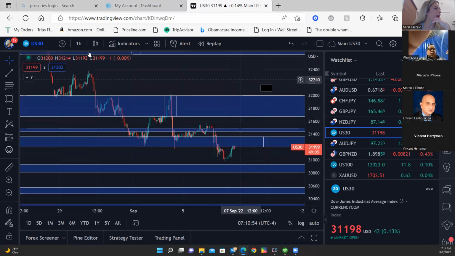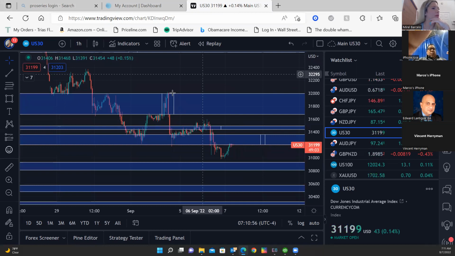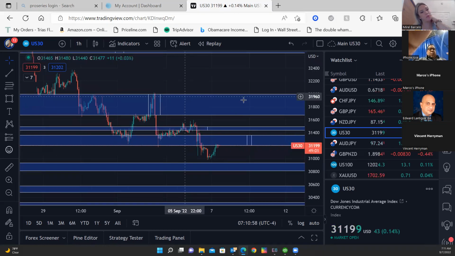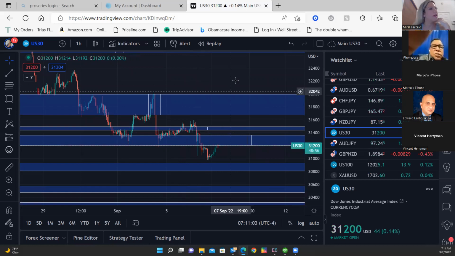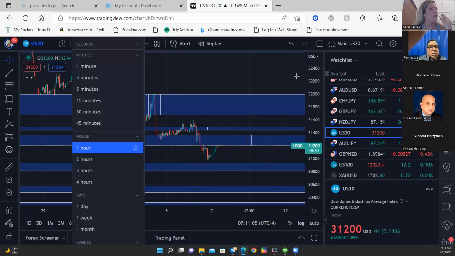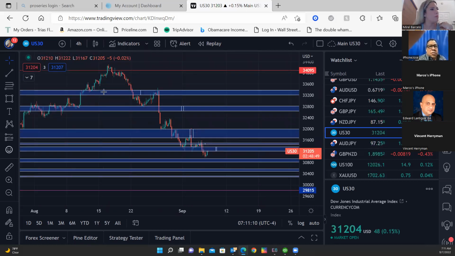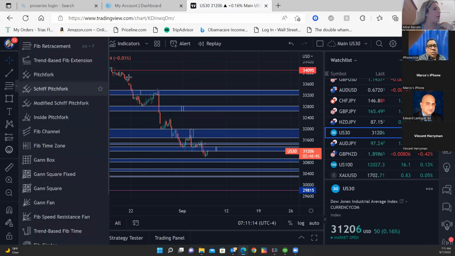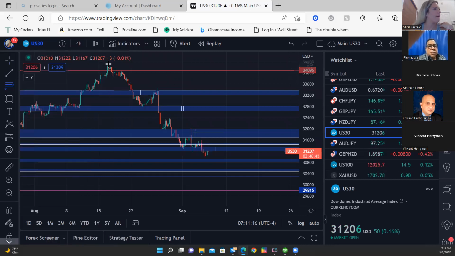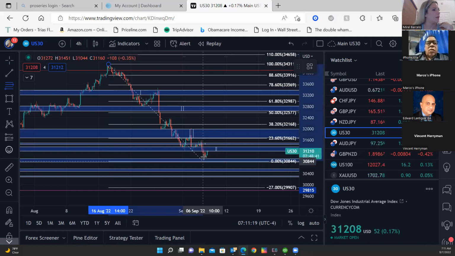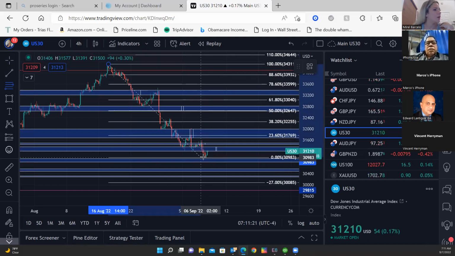So that's that. Then I'm going to throw my fibs. The market has been doing a lot of movements, so I'm going to try to throw it from the 1 hour, because I do believe this is one big movement. So I'm going to throw it from here to here, to the lowest of the low.